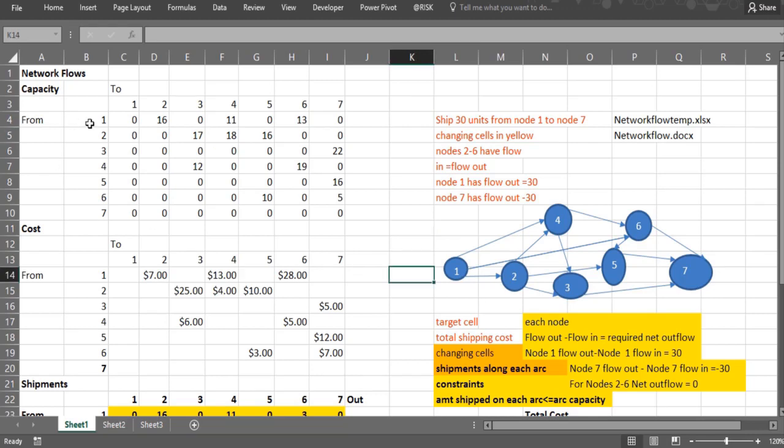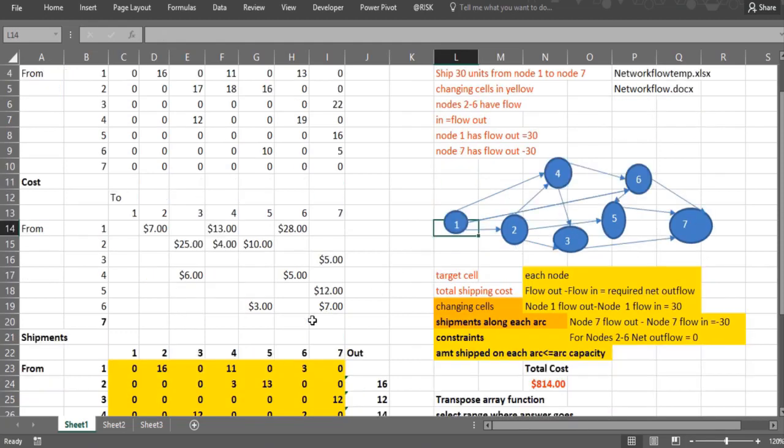Now each arc has a capacity. For example, from node 1 to node 2 you can ship at most 16 units, etc. And our goal is to ship as cheaply as possible 30 units from node 1 to node 7. Many real-life distribution problems, where you're distributing, let's say, beer from Budweiser to liquor stores, etc., basically can be modeled as these network models. And we have the cost of shipping a unit on each arc. So if you ship 1 unit on the arc from 1 to 2, it costs you $7, etc.